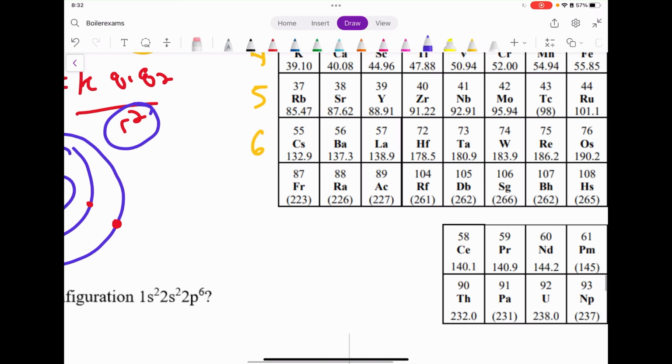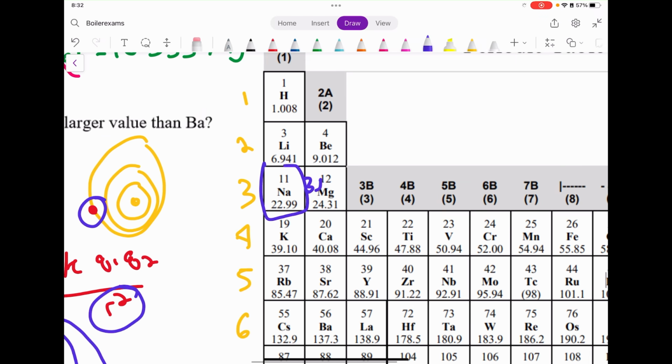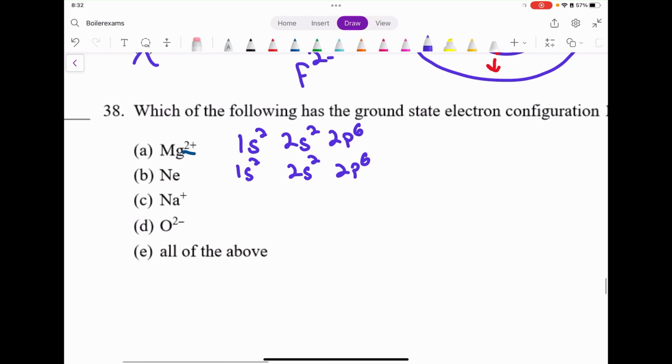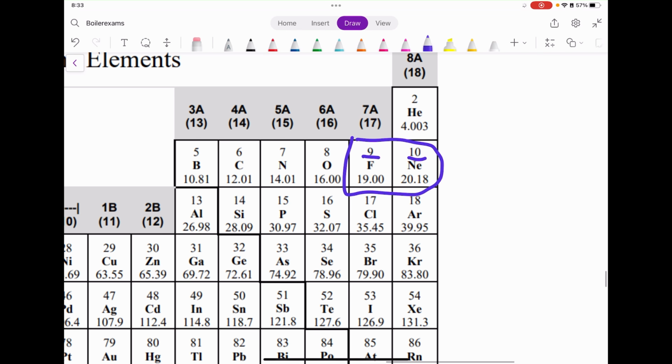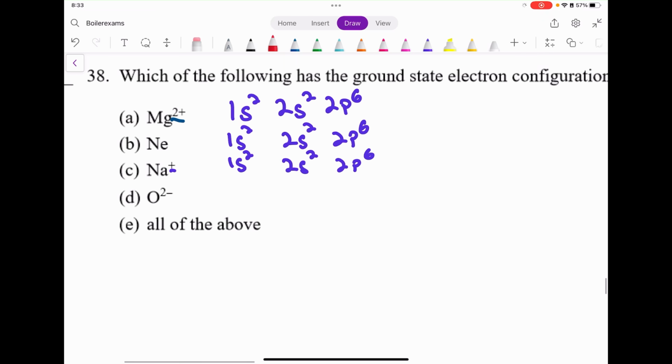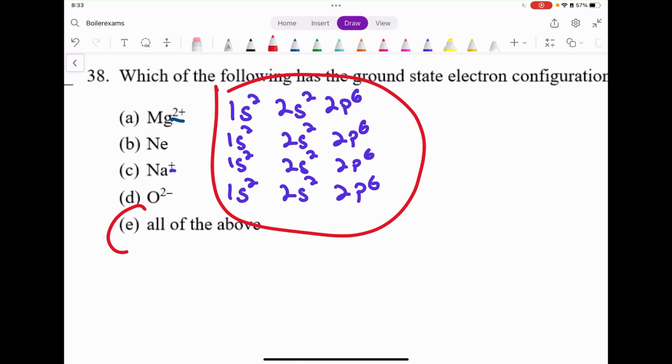Sodium is, I'm assuming, right next to magnesium, because I know where this question is going. Yep. So ground state sodium looks like this, but it's got a +1 charge, which means it loses 1 electron. So that goes away, and then oxygen, it's gaining 2 electrons. If oxygen gains 2 electrons, it will have the same configuration as neon, which I already wrote. Those are all the same, all of the above.